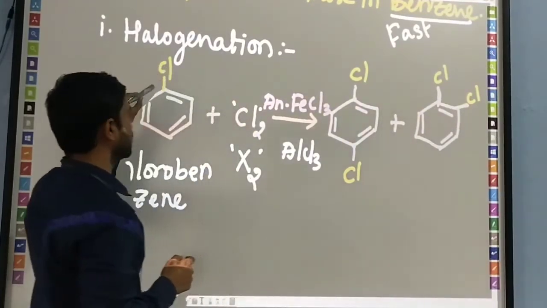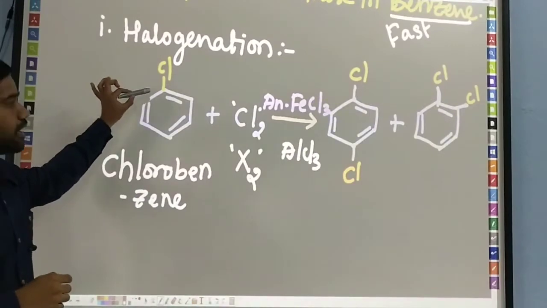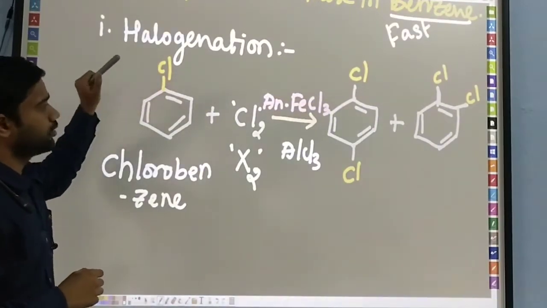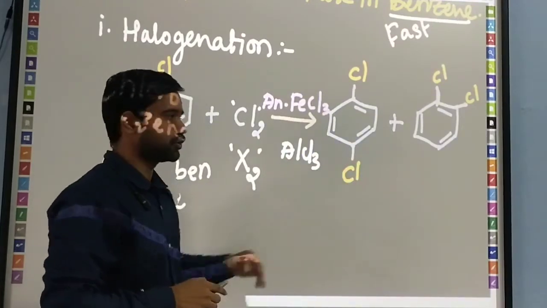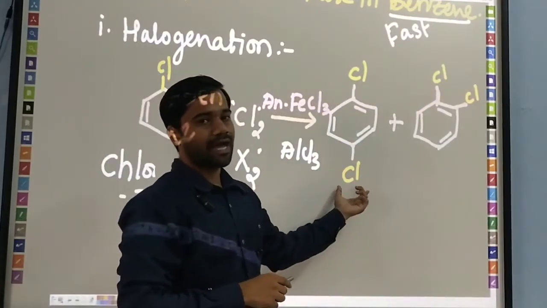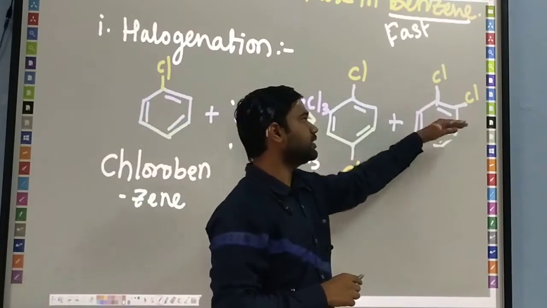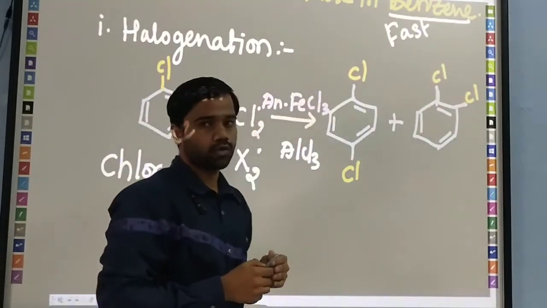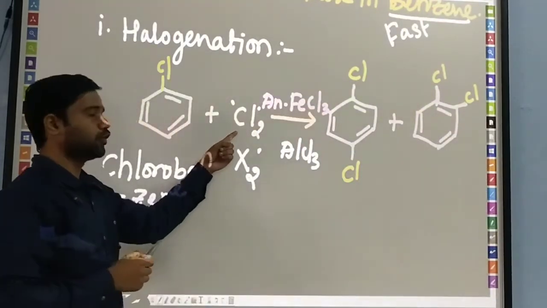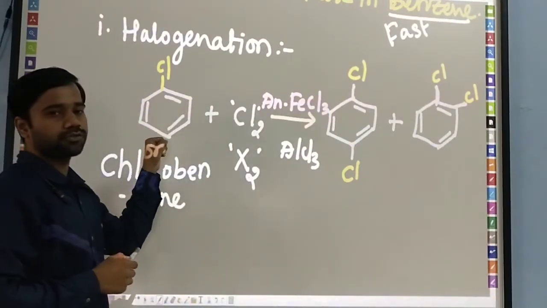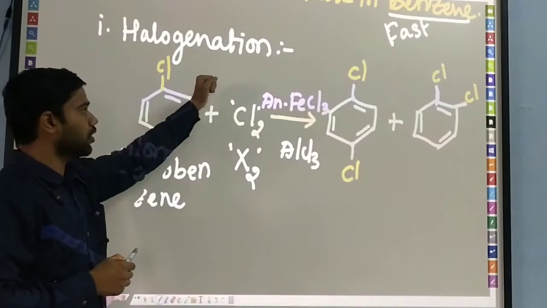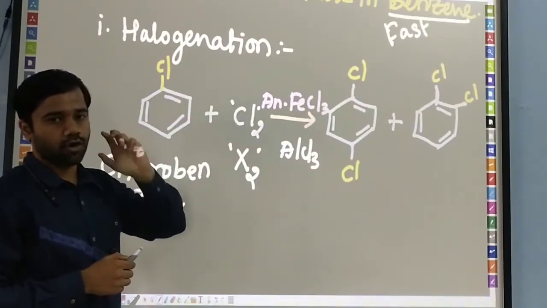We already have this position, which is interpreted as the alpha position. The next substituted compound is going to be substituted at this position, which is known as the para position, and this one is the ortho position. Two chlorine atoms are going to be substituted either at the para position or at the ortho position, not at the meta position.